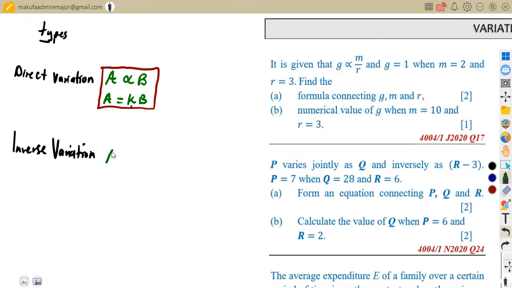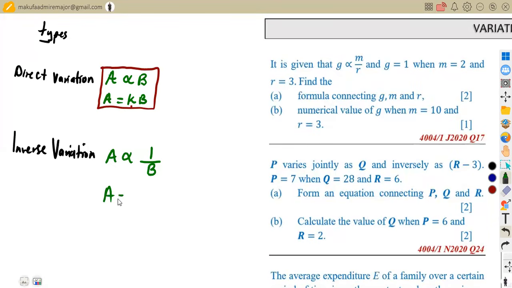So in this case, we are going to have A varies inversely as B. That's 1 over B. Remember, I said the inverse of a number is 1 over that number. So the inverse of B is going to be 1 over B. Whenever we are dealing with an inverse variation, it's going to be 1 over that part that is inverse. Then we introduce the constant.